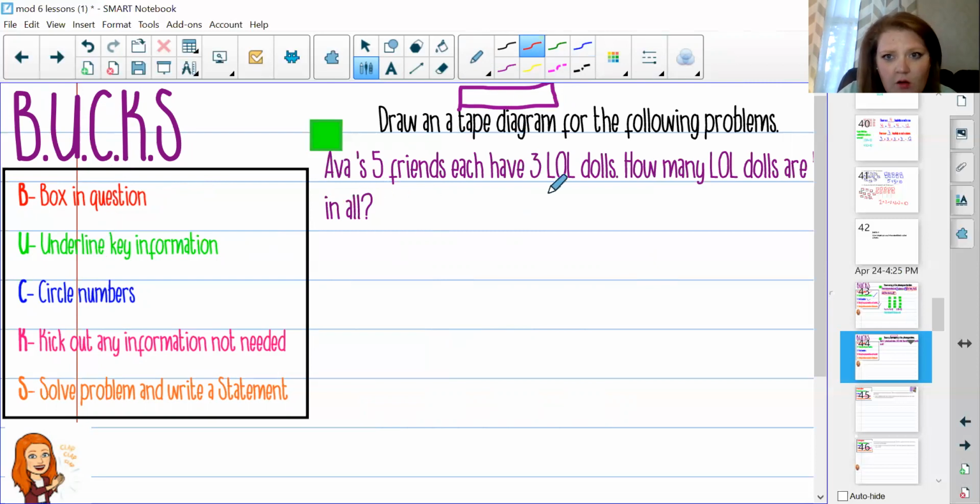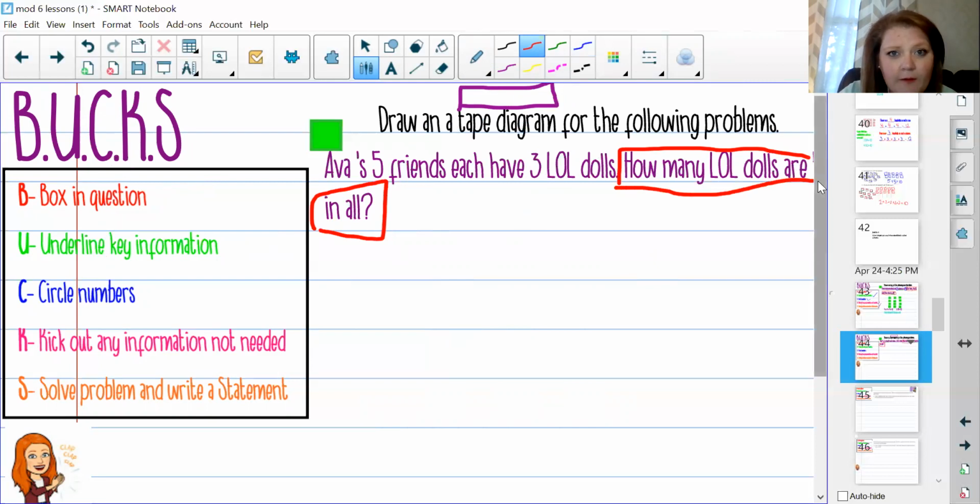Here's the question mark, working my way back. There we go. How many LOL dolls are in all? Boxing that in. Forgot my line there. All right. Cha-ching. That's underline key information.